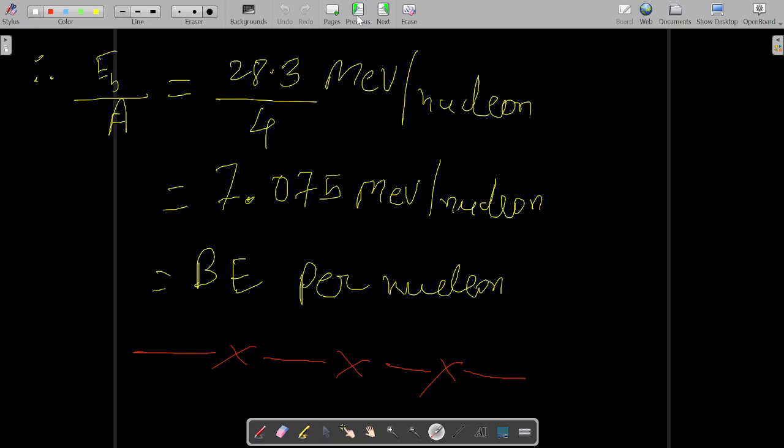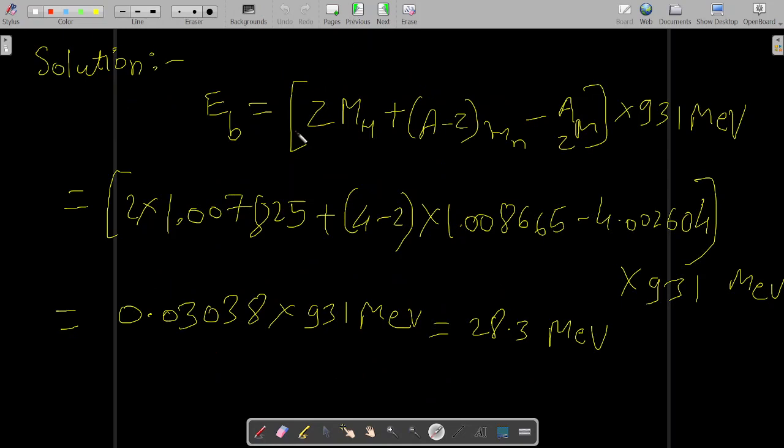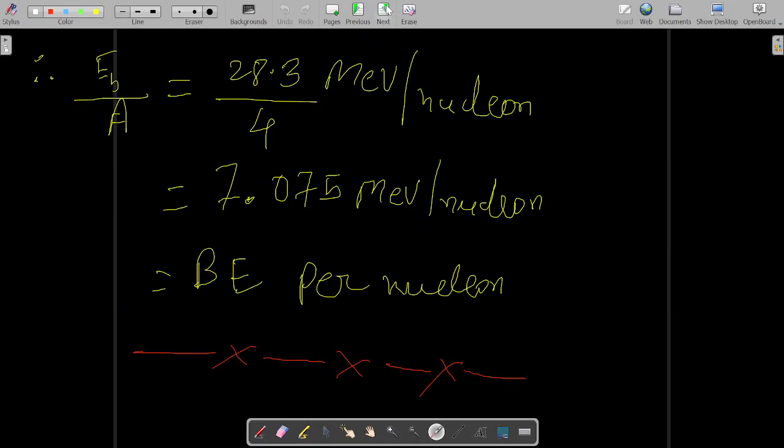And note one thing: we have neglected the binding energy on account of electrons. While deriving the formula of binding energy, we had already learned that we neglect the binding energy on account of electrons. Keep this in mind while learning the formula and solving problems.